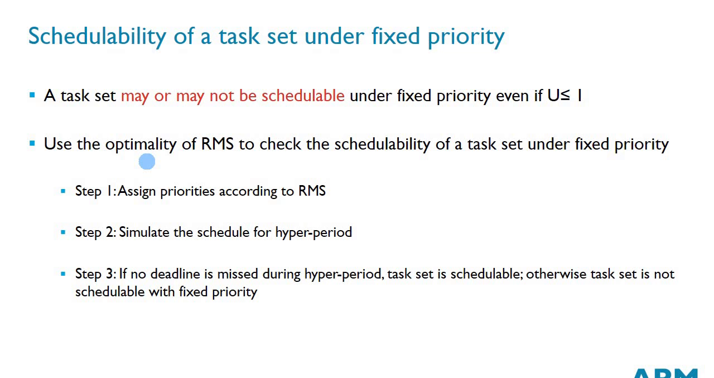So the first step is I check that utilization is less than or equal to 1, and then I try to assign priorities according to RMS. And then look at the hyper period. If within the hyper period there is no deadline that is missed, then we say that it is schedulable. If not, it is not schedulable with a fixed priority scheme. So that is what we can conclude.